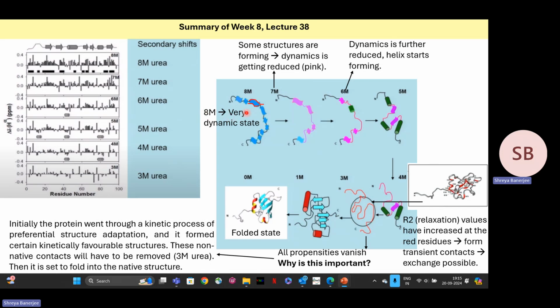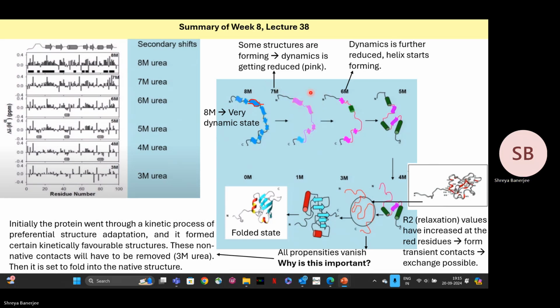Now, 8 molar urea means the protein is completely unfolded, so it is a very dynamic state. As you are reducing the urea concentration from 8 molar, going to 7 molar, what you are seeing is that the dynamics is getting reduced. This is shown by the change in color from blue to pink. It means that the protein is not that dynamic anymore.